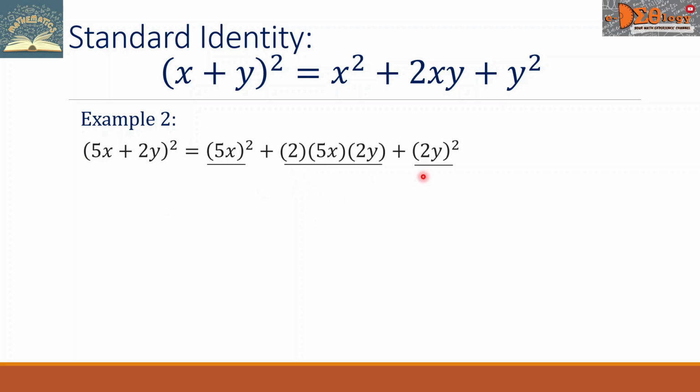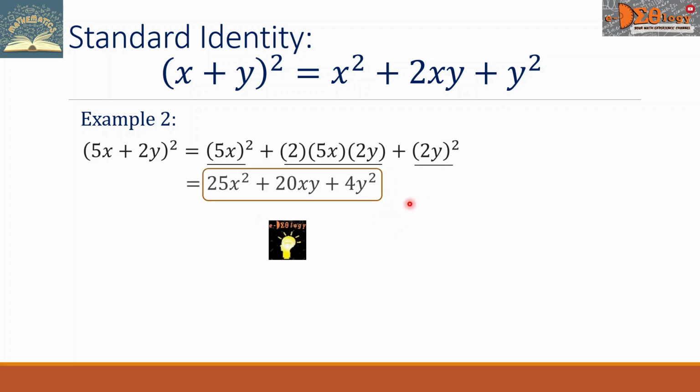Then we simplify each of the terms. The square of 5x is 25x squared plus 2 times 5x times 2y is 20xy plus the square of 2y is 4y squared. This is now the answer.